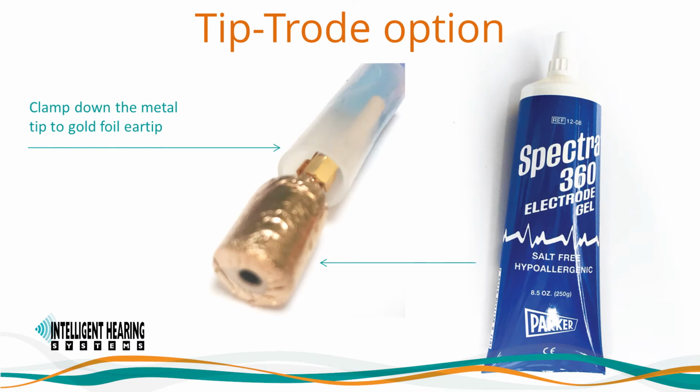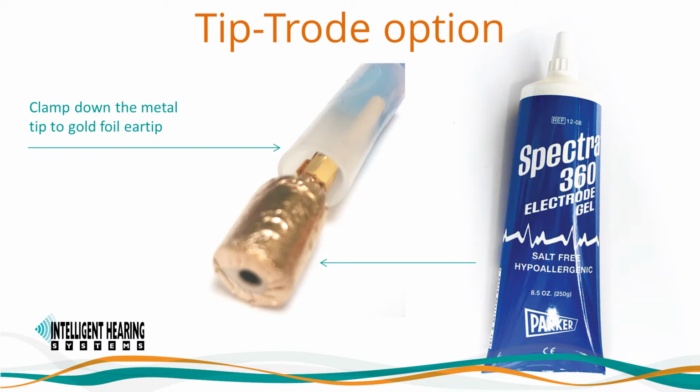Once the ear tips are slid into place on the tip of the Tip-trode, the clinician will clamp down on the clasp to ensure that the cable is in good contact with the conductive gold foil wrapped on the ear tip. It is this connection that will transmit your response to the IHS amplifier.